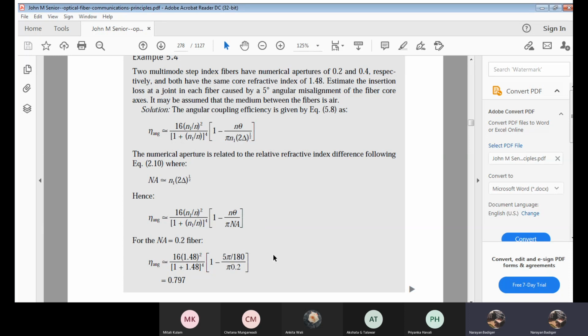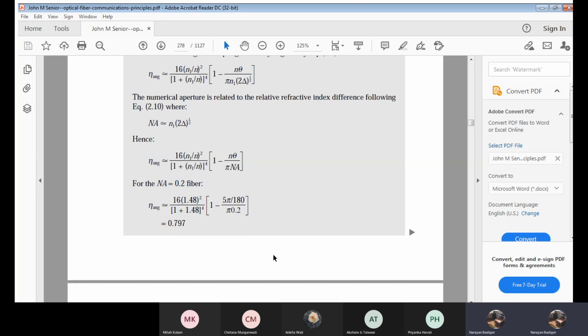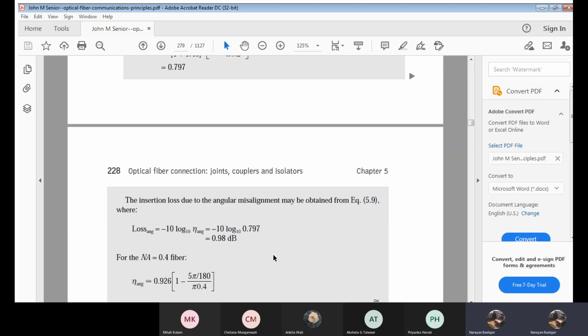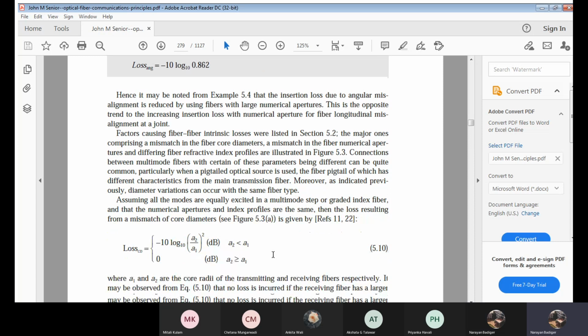Eta angular for 0.2 is 0.797. Again this is based on some simple substitutions, that's all. See, theta I will be converting with pi by 180, simple. Now calculate its loss and go for the next NA, that is 0.4. Similarly, you will be getting eta angular as 0.862, and use it for calculating the loss in terms of decibels.